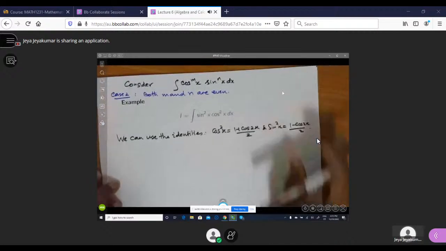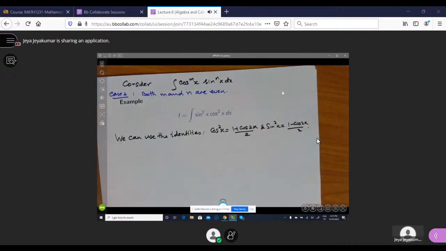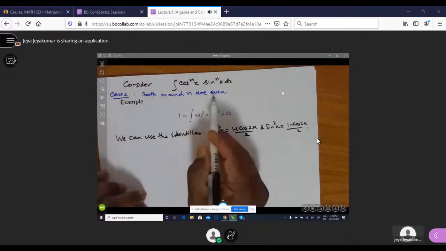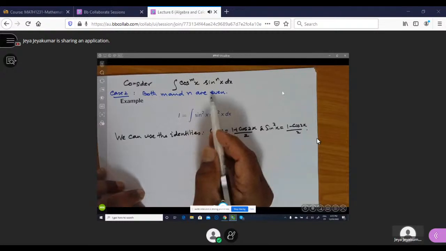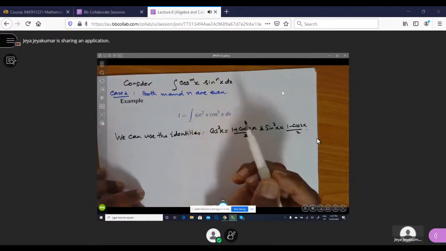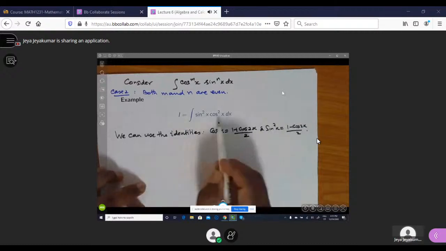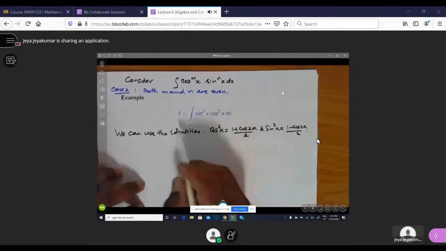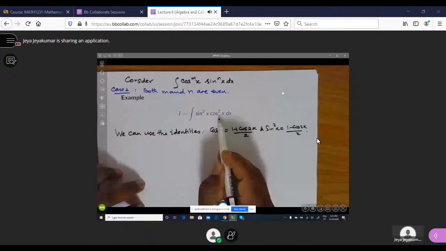Second type, we'll consider cosine to the power mx times sine to the power nx. Both m and n are even this time. Both m and n are even. So let's look at this simple example here. Integral sine squared x times cosine squared x dx.